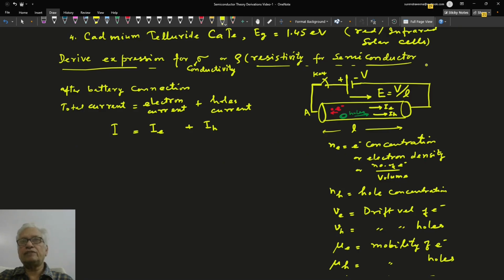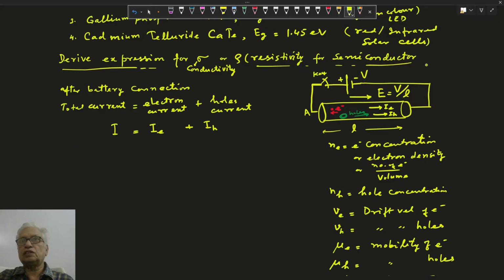Now we derive the expression for the conductivity and resistivity of a semiconductor. In semiconductors, both electrons and holes are present. An electric field is applied, given by voltage divided by the length of the conductor, and A is the area of cross section. Electrons move opposite to the electric field and holes move in the direction of the field, so both currents are in the same direction. The total current is I equals IE plus IH.